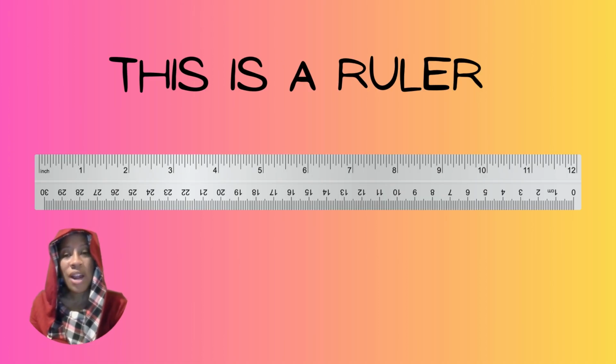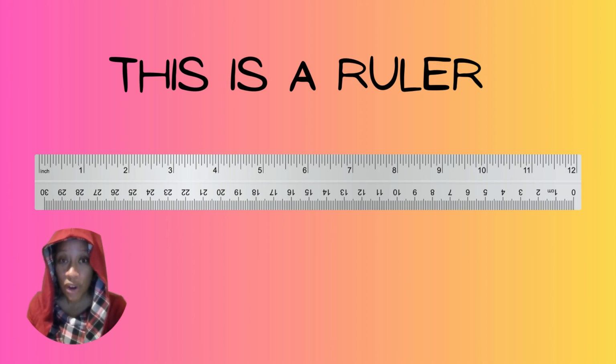All right, so we are going to talk about measurement. And usually, when we measure something, we use a ruler. This is a ruler. A ruler has numbers on one side and numbers on the other side. One side has numbers 0 through 12, and the other side has 0 through 30. Now let's see what those numbers are all about.